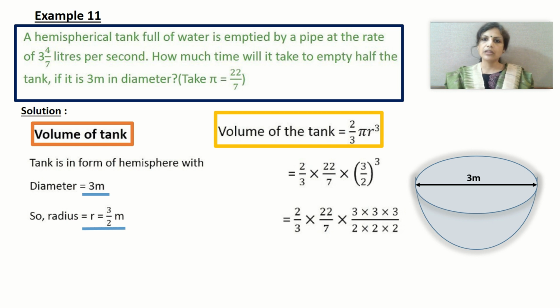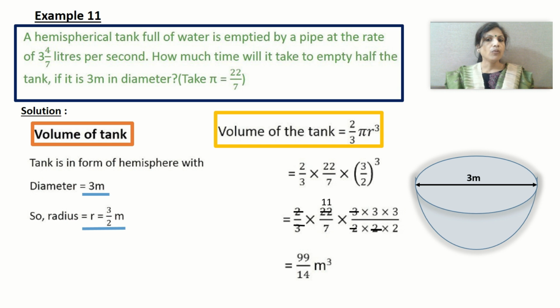Let's see what all things we can cancel. Let's first cancel this 3. You can cancel out this 2. Also you can cancel out 2. 11 twos are 22. Alright, so what we are left with is 99/14 meter cube. This is the volume of the tank.